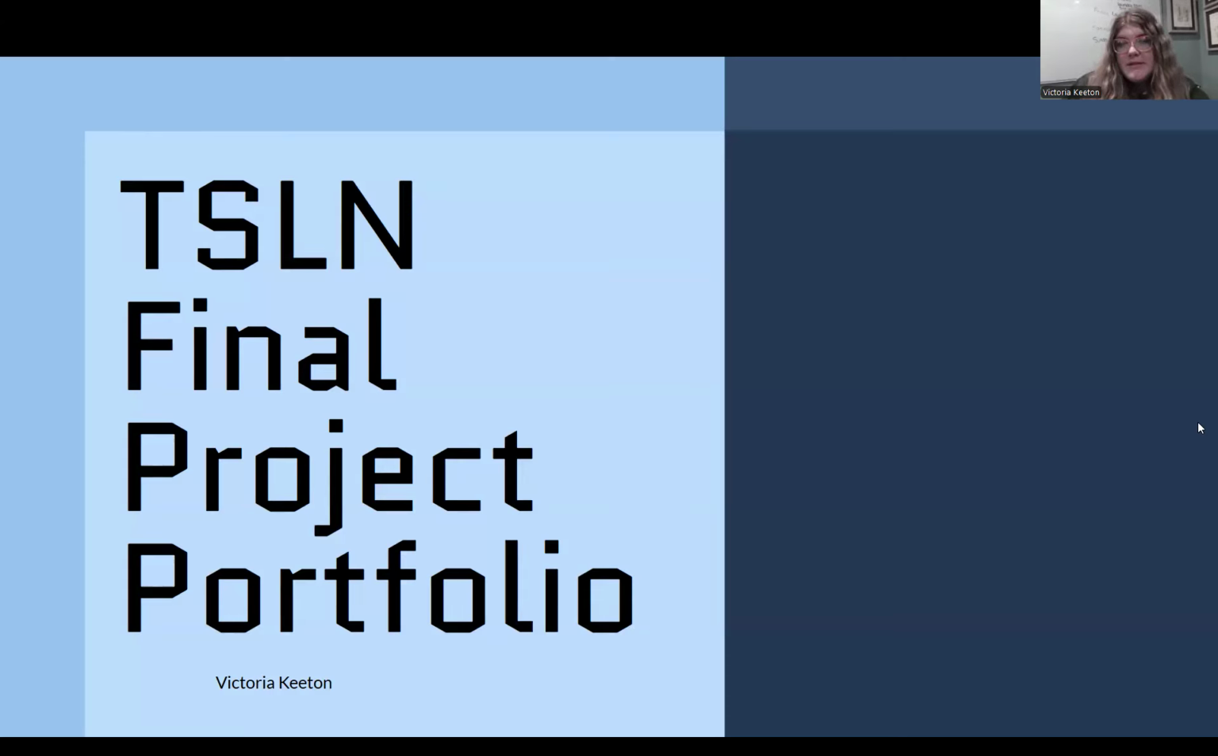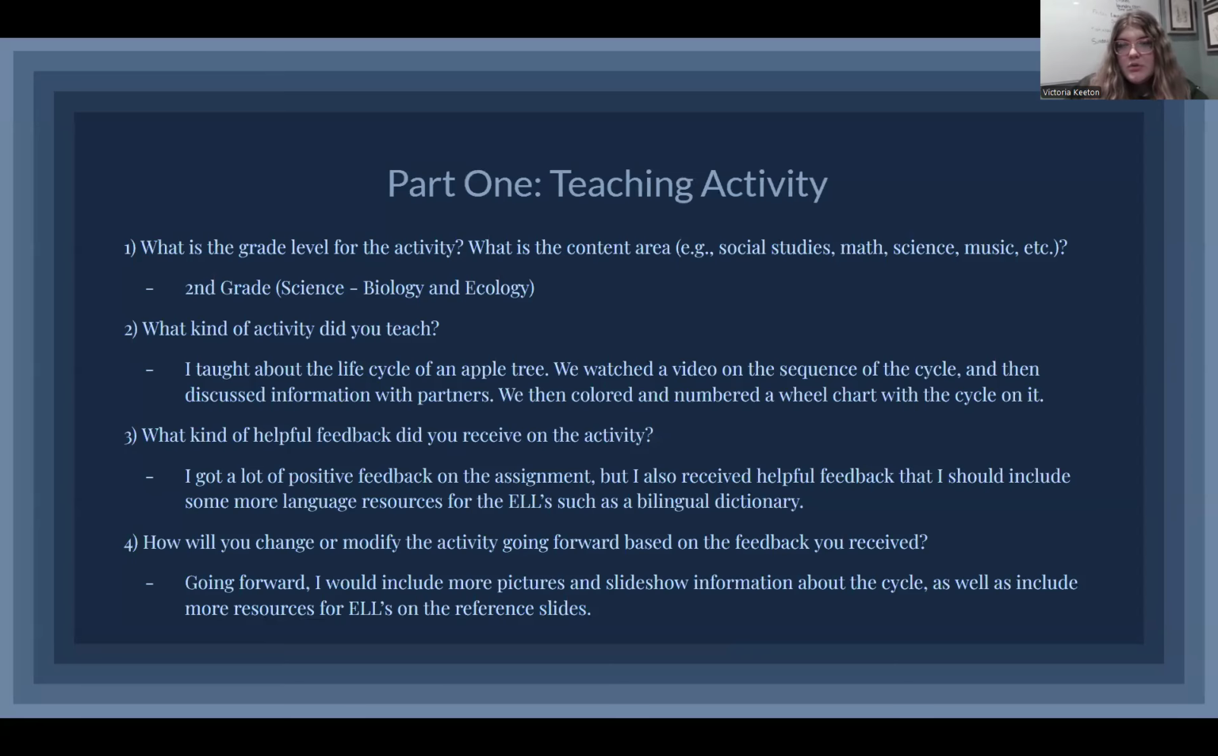For part one, my teaching activity, I chose an activity for second grade science, biology and ecology, and I taught about the life cycle of an apple tree. In my activity, we watched a video on the sequence of the cycle, and then we discussed some important information with partners. Then we colored and numbered a wheel chart with the cycle on it, following the sequence of events on the chart.